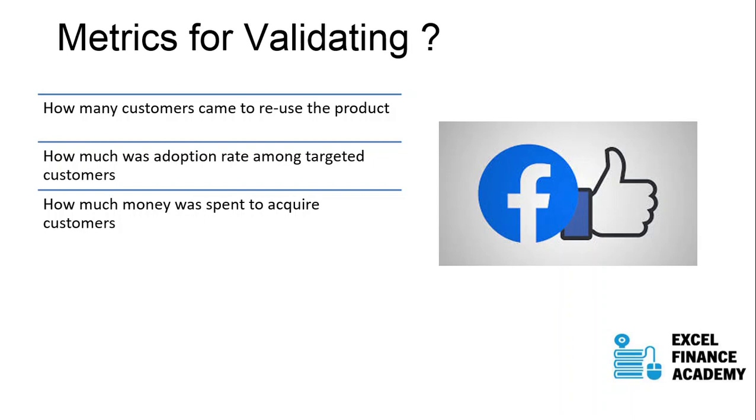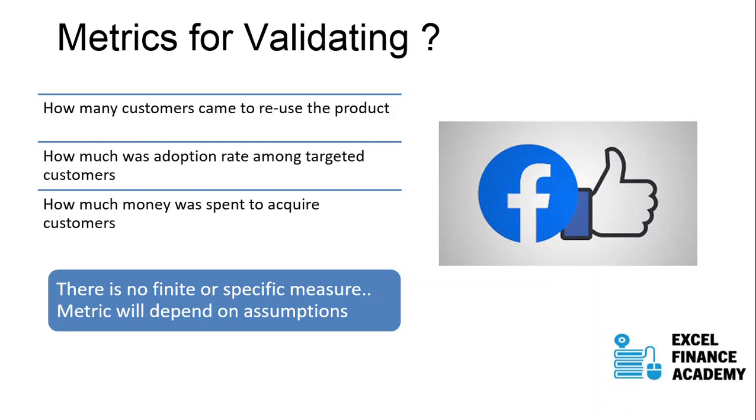There are businesses who spend a lot of money on acquiring customers so that they can get the customers, but the customers are just coming to them and they don't really spend money, or they use the product only once in a lifetime and after that they never return. So the metrics to measure the success of the product depend on the product. There is no specific rule for that. There is no finite measure for that.